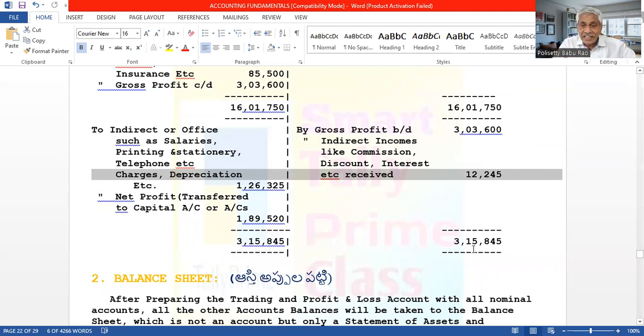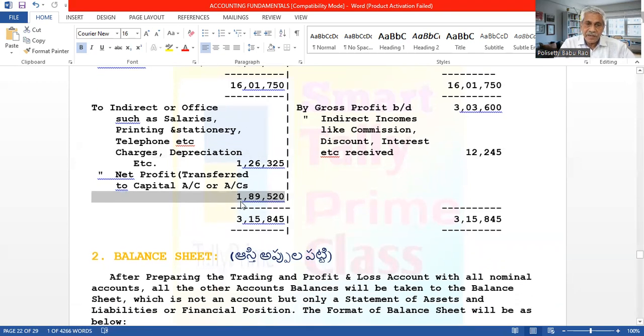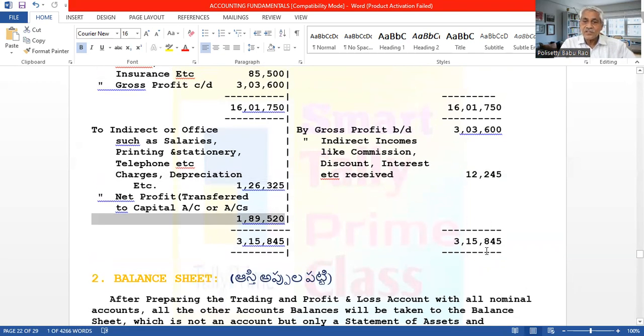If the credit side incomes are more, we write the difference on the debit side. The difference is called net profit. Previously it was gross, now it is net, the real profit, because incomes are more. We write net profit on the debit side. Suppose the debit side is more, expenses are more and incomes are less; then on the credit side we write net loss, and we write the difference here. Understand? So net profit or net loss.